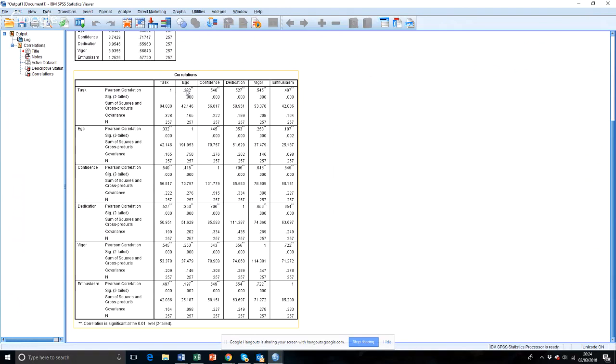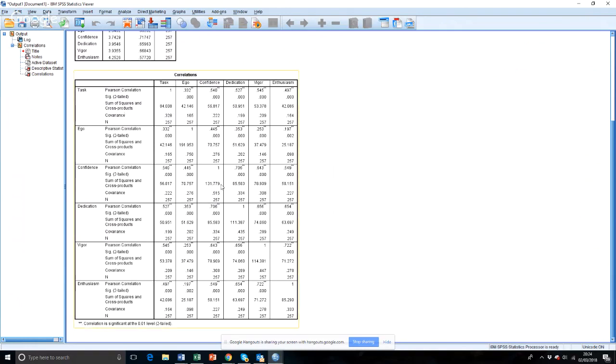So Pearson's correlation is a standardized indicator of the relationship between two variables. Sum of squares is the variance in a variable. Cross products is essentially the sum of the cross products, and the covariance is the unstandardized correlation between the two.